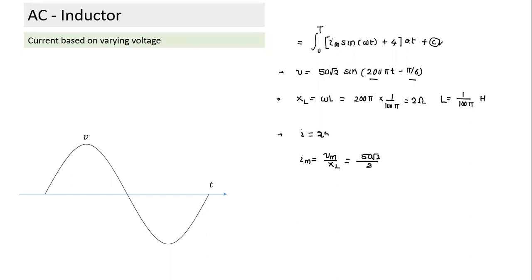Now what else do we need to write here? This becomes 25 sine of. This term also has to be the same or different? It has to be the same. Now can you tell me the phase constant here? Minus pi by 6, minus pi by 2. Whatever I have here, I'll subtract pi by 2. That's the expression for current.